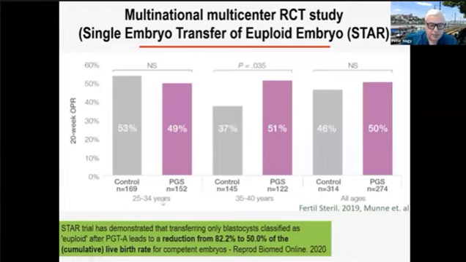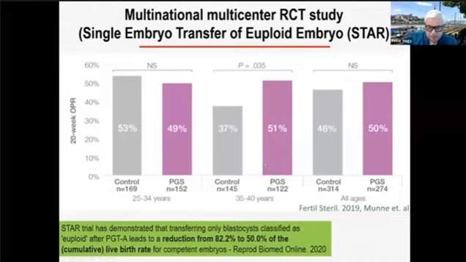And what you can see here in the patient age group of 25 to 34, the pregnancy rate, again, single embryo transfer, was 53%. And after PGTA, it was 49%. So actually, instead of improving the pregnancy rate, it seemed like a little bit of decrease. Of course, that statistically was not significant. In the patient age group of 35 to 40, they saw 37% ongoing pregnancy rate in the group of no PGTA, and 51% in the PGTA group. So here we can see a slight increase, although it didn't really reach significance either.